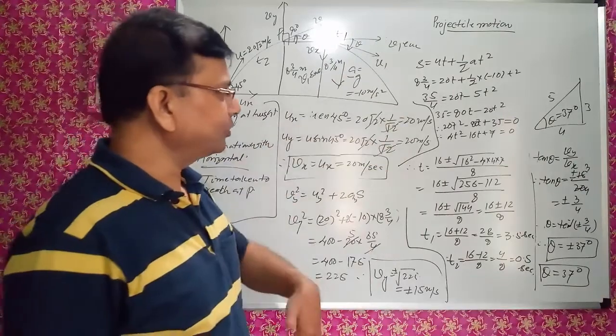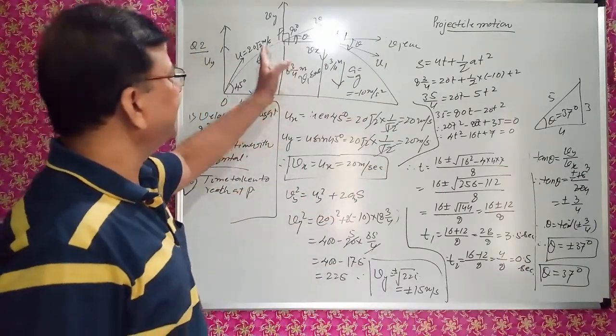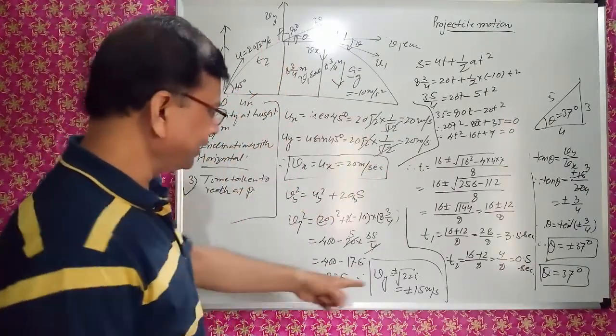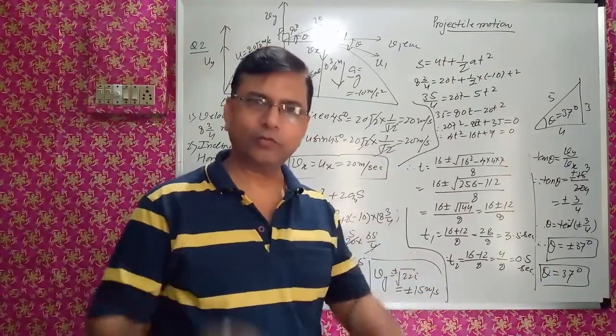So this way we have found two things: the inclination, the time taken to cover that height, and the velocity. I think it is clear. We will go for the next problem.